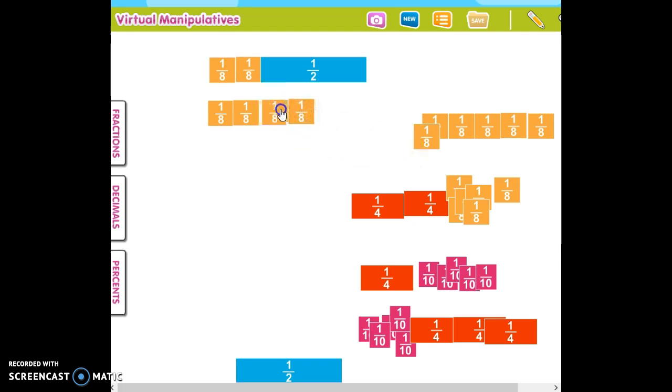Notice when we move into 6th, 7th, and 8th grade and we start converting fractions to decimals and percents, it's already doing some of that for us so that we can get an idea of what those mean.